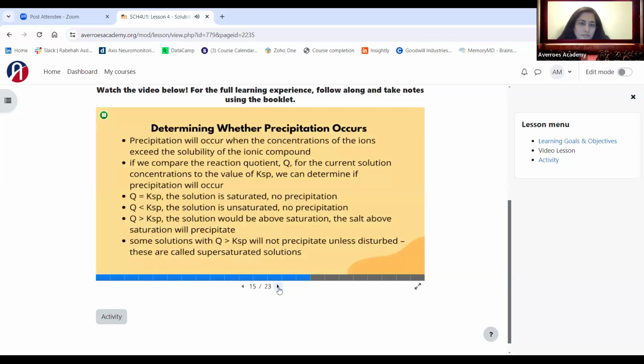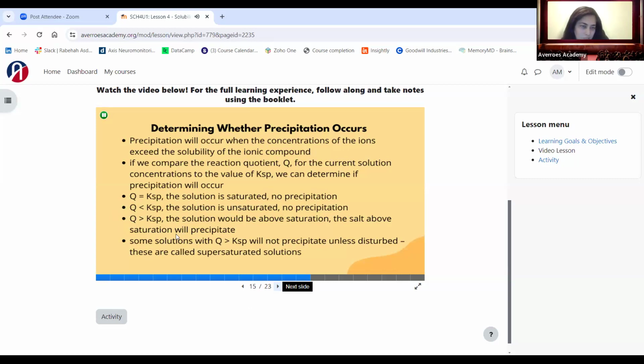Recall again, determining whether you'll get a precipitate or not. You get a precipitate when the concentrations of the ions exceed the solubility of the ionic compound. So if we compare that Q value with the current solution concentration, or to that value of KSP, we can determine if precipitation will occur. If the Q value is equal to our K value, the solution is saturated and there'll be no precipitate. Right? But in contrast, if Q is less than KSP, the solution is unsaturated, no precipitation. But if our Q value is greater than KSP, we'd be above saturation, and that salt that is above saturated will precipitate.